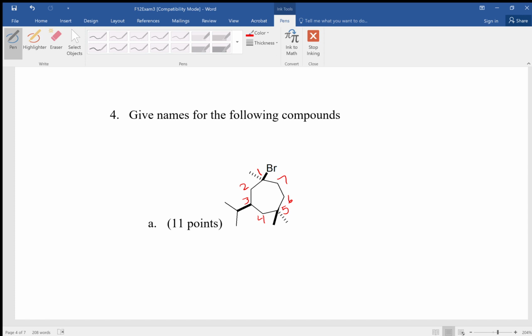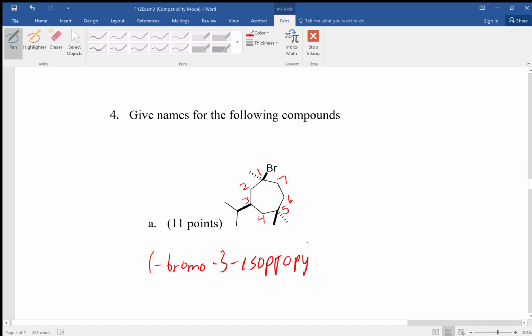Now we need to name the substituents. Bromine comes first. 1 bromo, 3 isopropyl, 1 5 5. Remember that because that's 2 of the same substituent on the same carbon, we still need to list that number twice. And it's a 7-carbon ring, so we have cycloheptane.